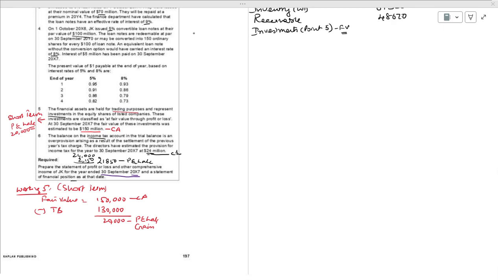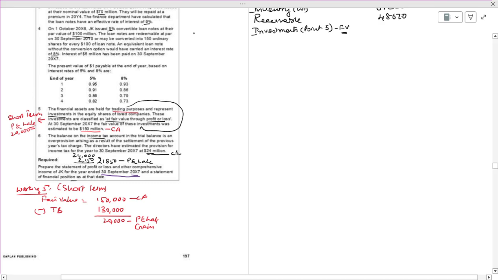The financial assets are held for trading purpose and represent investments in the equity shares of listed companies. These investments are classified at fair value through profit and loss account. As at September 2007, the fair value of these investments, short-term investments. The investment is for trading purpose. Is it right? It is a short-term investment. They have said very clearly, trading investments. Is it clear, Hussein? Yeah, it's clear now. Trading investments. Fine?